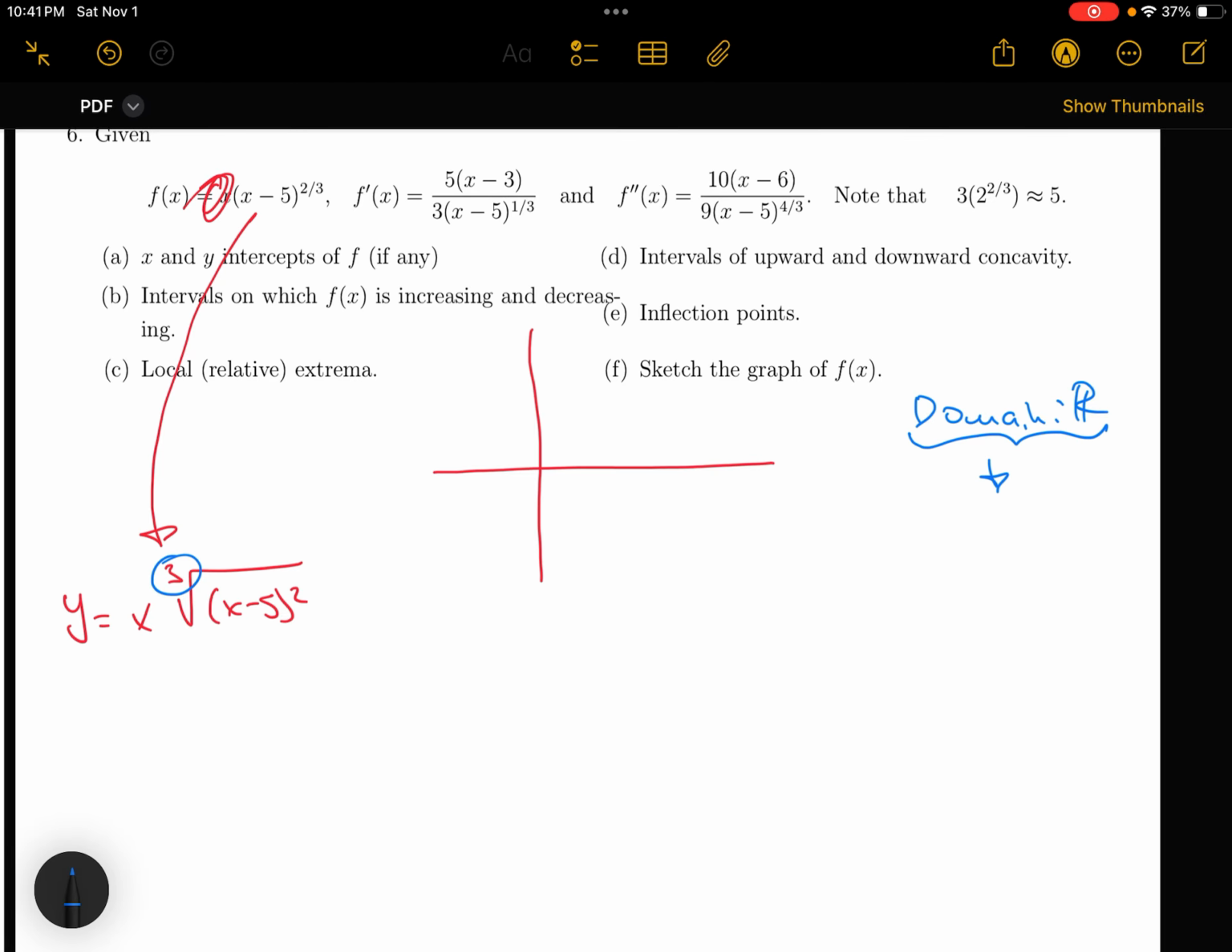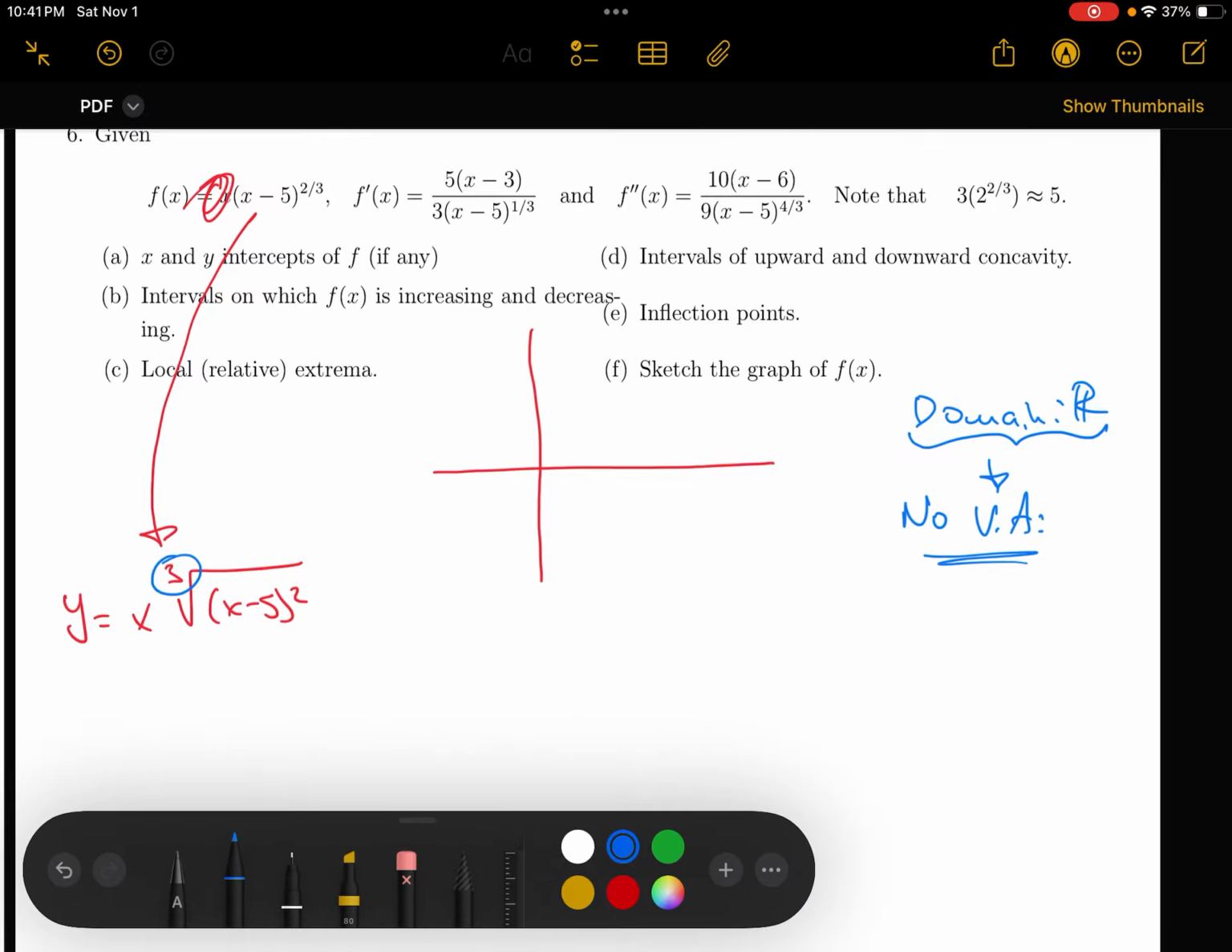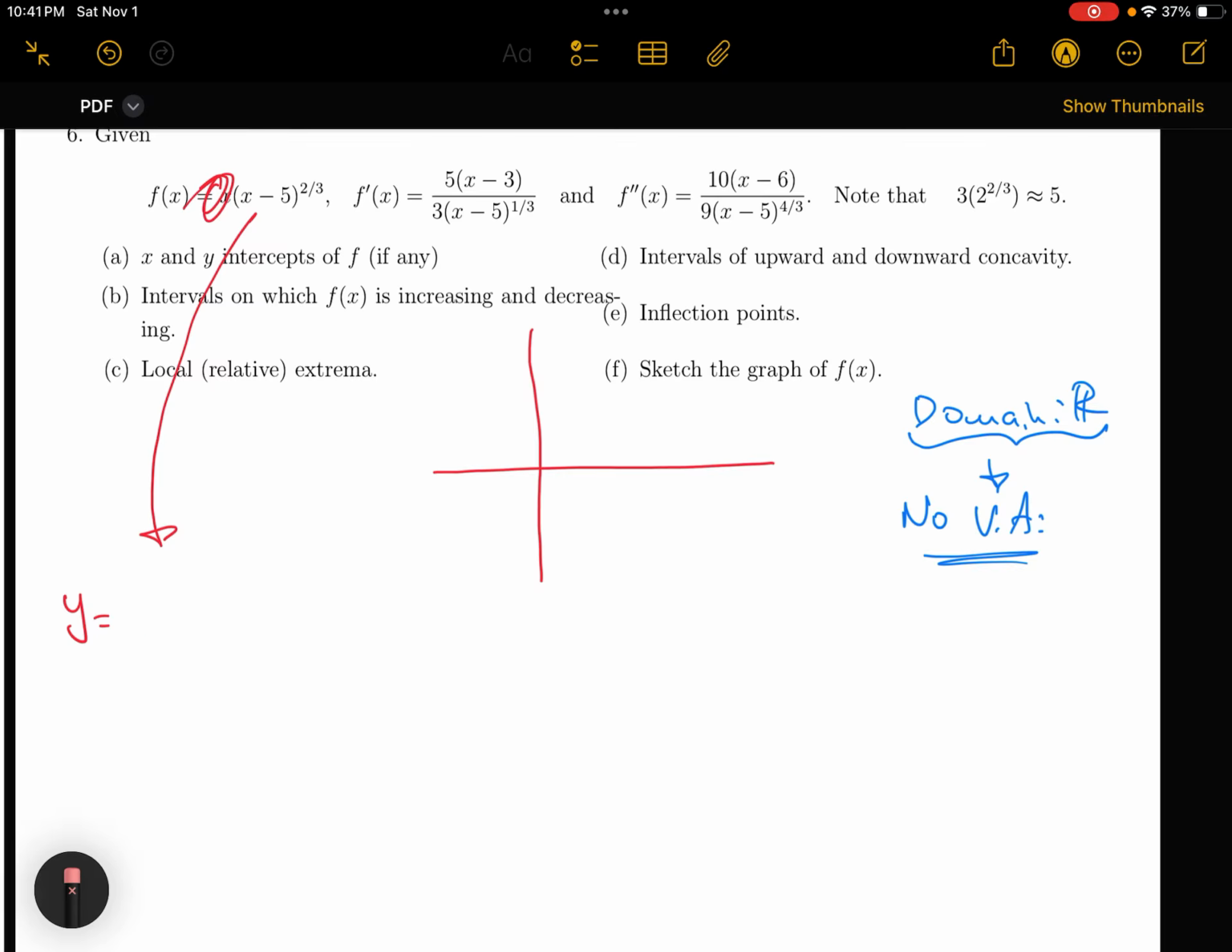Right away, I told you in class, if the domain is R, that means right away we don't have vertical asymptotes, which is very important. No vertical asymptotes.